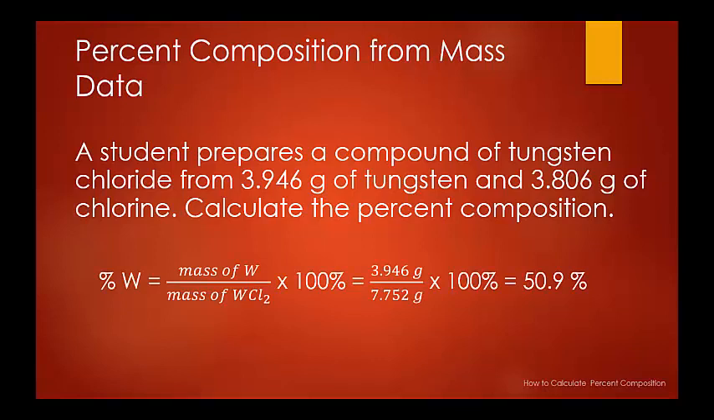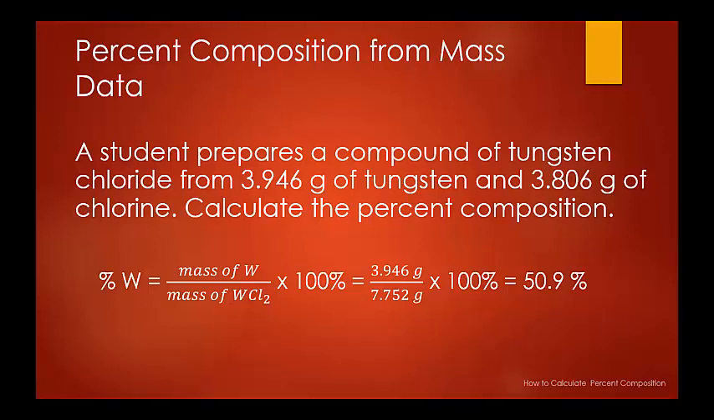Okay, so let's calculate the percent by mass of the tungsten. So we're going to plug in for tungsten, the mass of tungsten over the mass of our total compound. From the problem, we know that the tungsten was 3.946 grams, and we calculated that the total mass was 7.752 grams. So dividing those and multiplying by 100%, we end up with 50.9%. You give it a try for the chlorine.